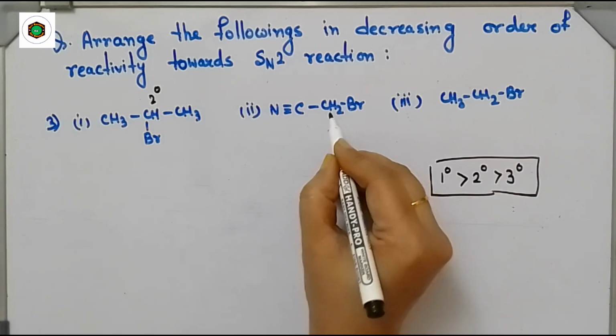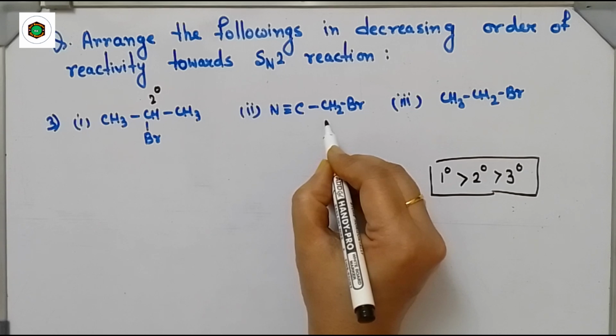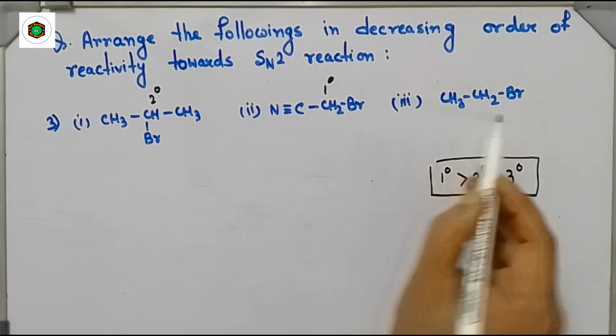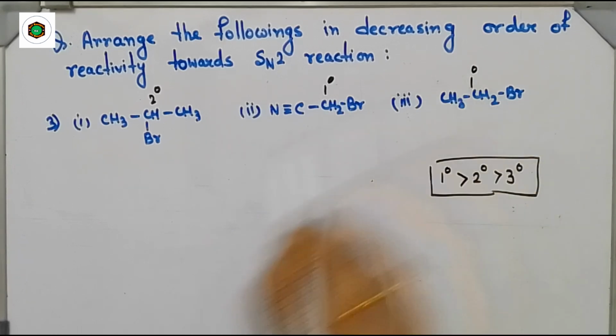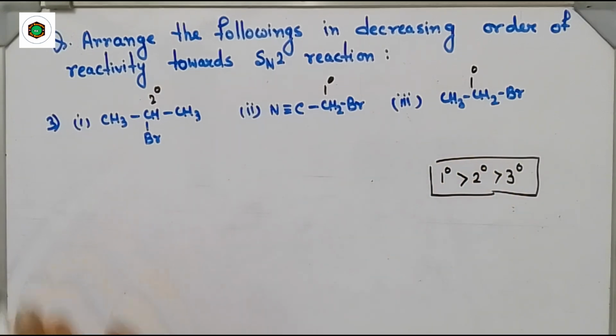Now for the next problem, see, with this carbon 2 carbons are attached, so this is a 2 degree halide. This is 1 degree because with this carbon only 1 carbon is attached. So this is a 1 degree halide. This is also a 1 degree halide. So we know 1 degree halides are more reactive than 2 degree halide for this reaction. So this is least reactive here.